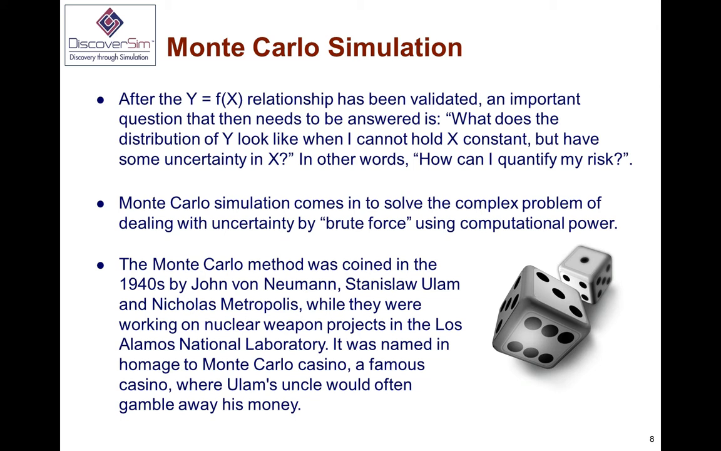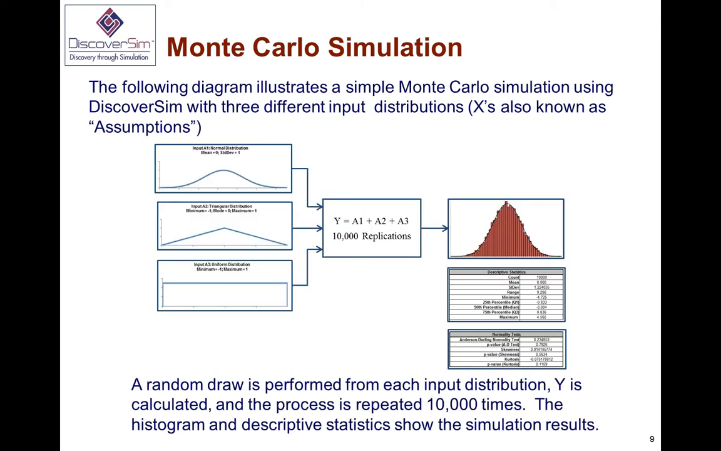So a little bit of background on how Monte Carlo simulation was named. It was in homage to the Monte Carlo casino. And here's an illustration of how it works. So I have three inputs: a normal distribution, a triangular distribution, and a uniform distribution.